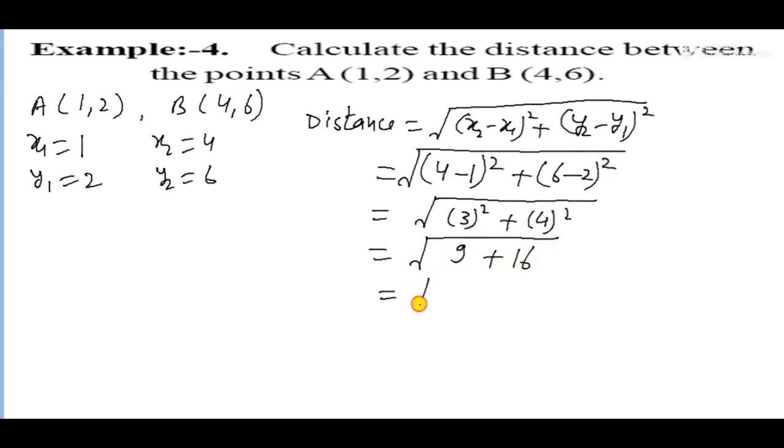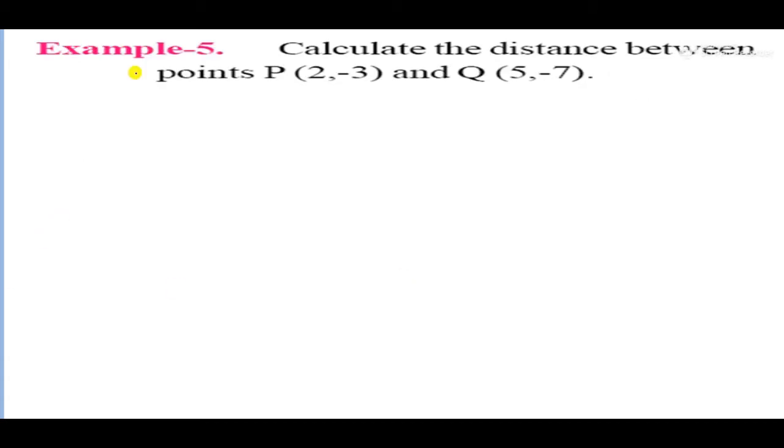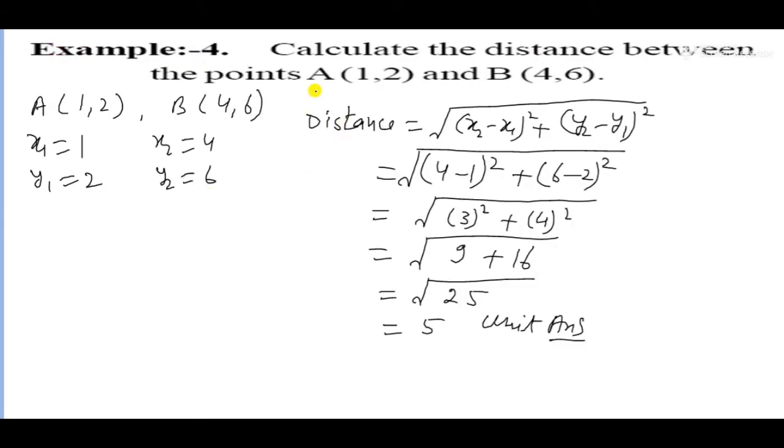4 minus 1, that is 3 whole square, plus 6 minus 2, that is 4 whole square. So as you know, the square of 3 is 9, and the square of 4 is 16. 9 plus 16 is 25, and the square root of 25 is 5. You can write here unit, and that is your answer.